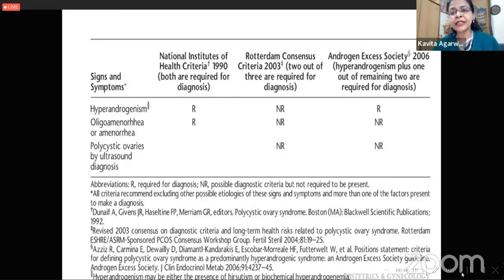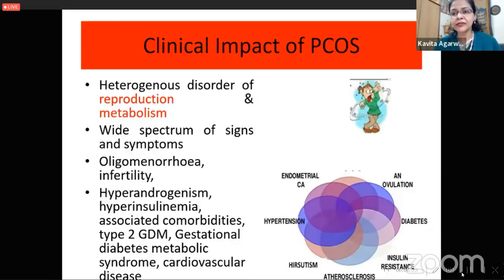So moving further, what we want to know today is the clinical impact of PCOS. Why does the patient go to a doctor? That is either for a reproductive reason or because of a metabolic reason. Reproductive, it can be because of chronic anovulation leading to oligomenorrhea, infertility, or it can be metabolic, leading to obesity, hyperandrogenism, hirsutism, acne, type 2 diabetes. In PCOS, there is also a high risk of gestational diabetes, metabolic syndrome, cardiovascular diseases.